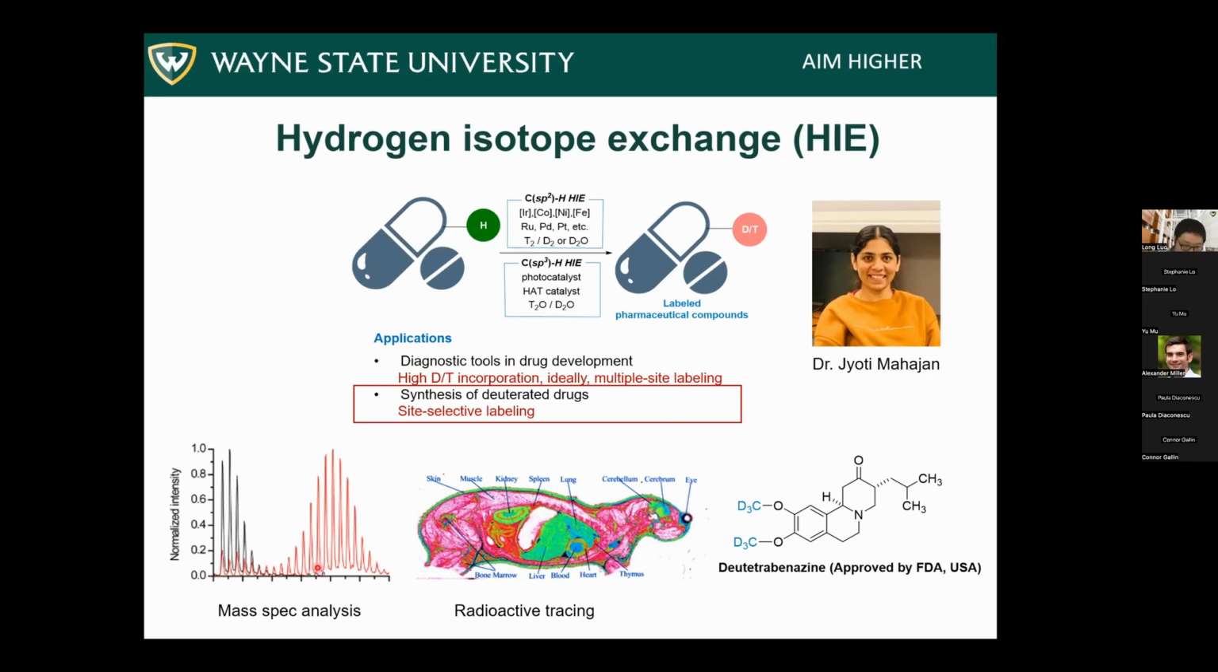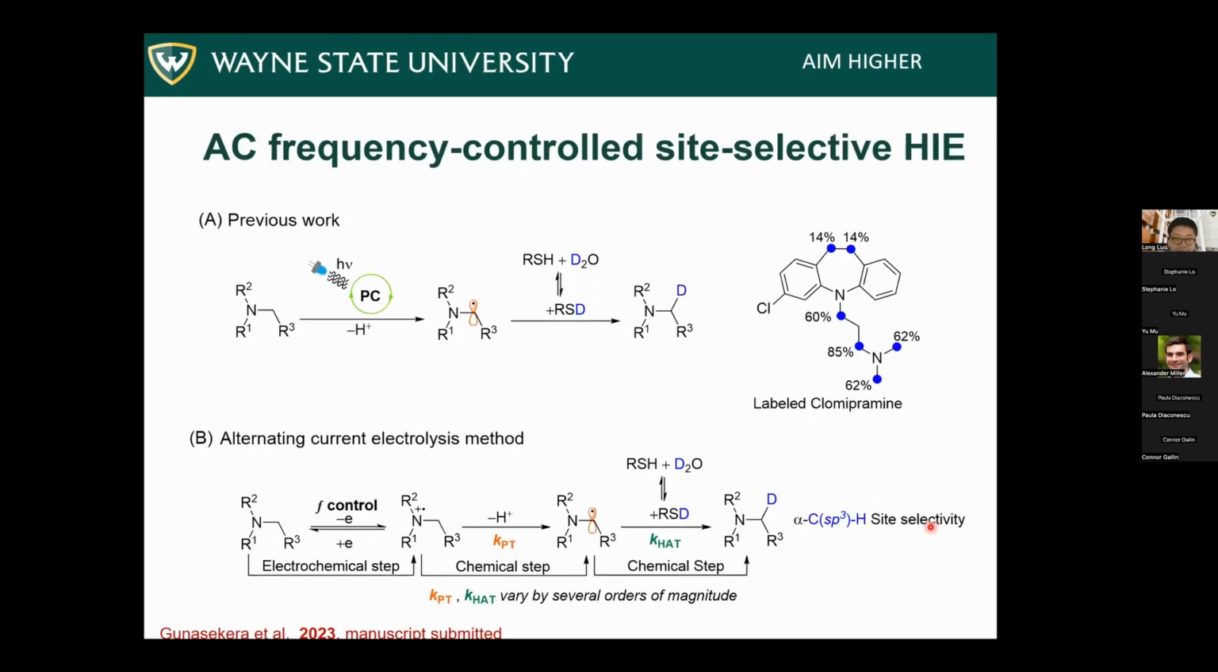Here are just some examples. If I have a deuterated drug molecule versus the undeuterated one, you have a mass shift in the mass spec results, and you can tell this is a drug molecule. And with a radioactive tritiated drug molecule, you can see how a drug molecule undergoes metabolism in your body. The deuterium ones replace some CH bonds with CD bonds and change the properties of the drug molecule. For this application, they want to have site selectivity. So we want to see if our AC-dependent frequencies can be applied to achieve these selectivities in hydrogen isotope exchange reactions.